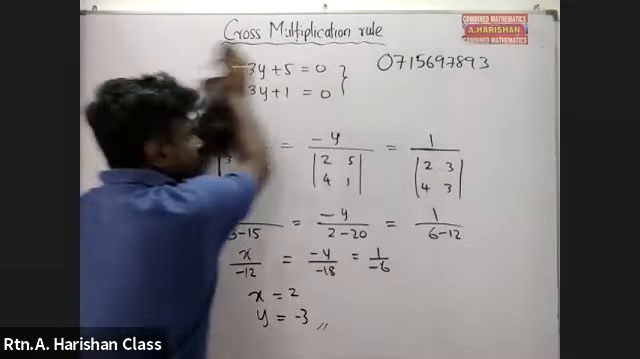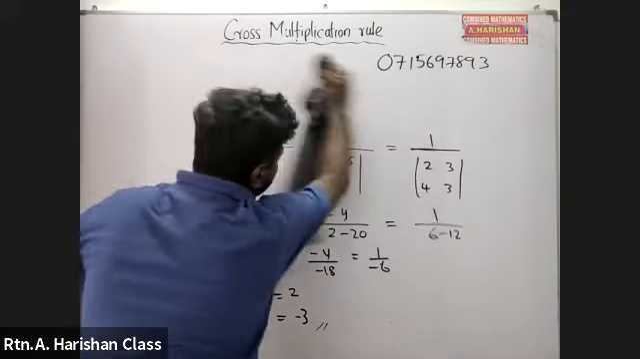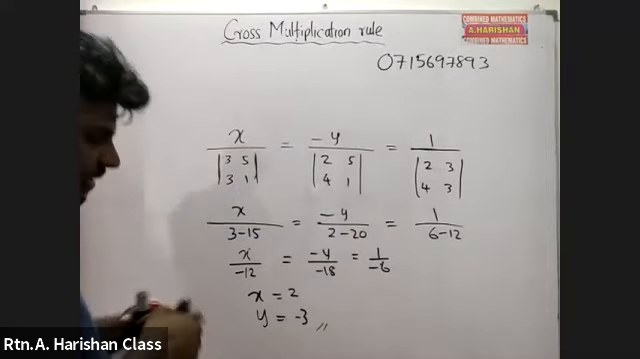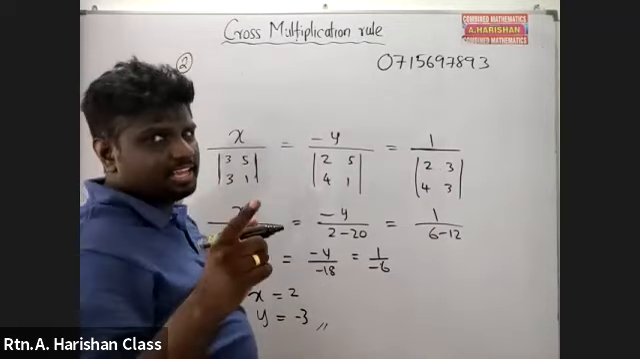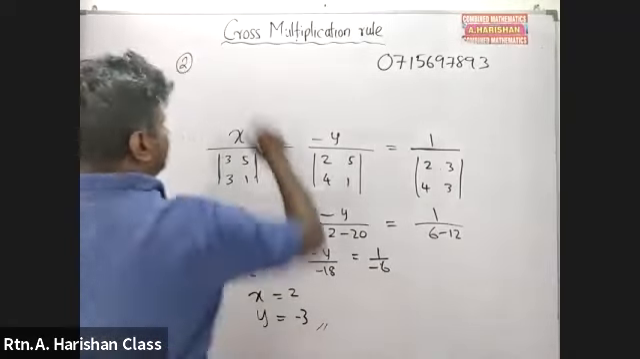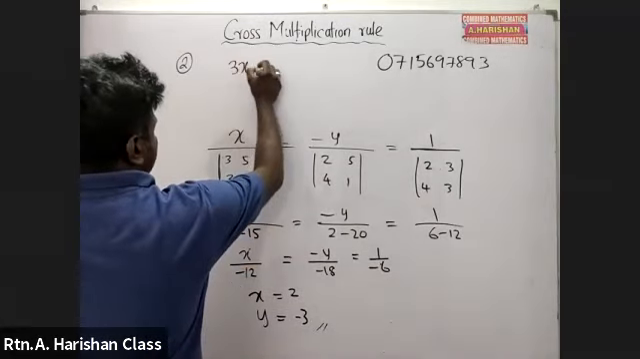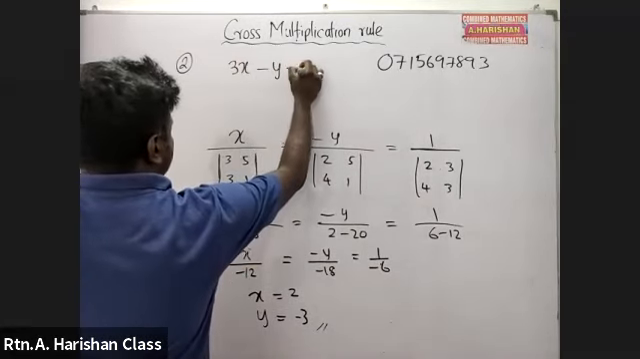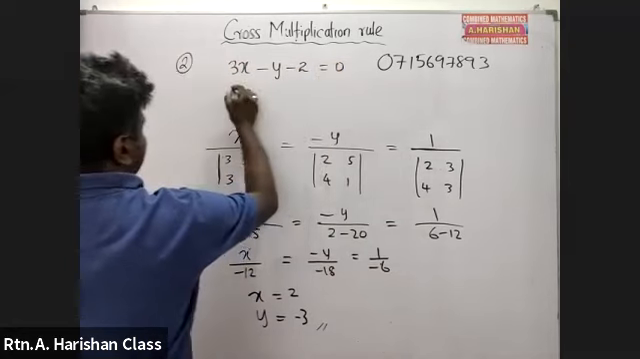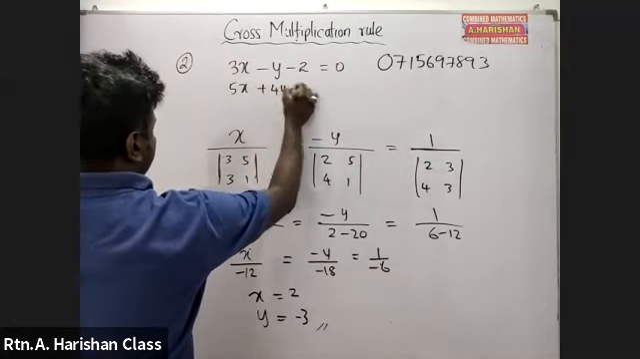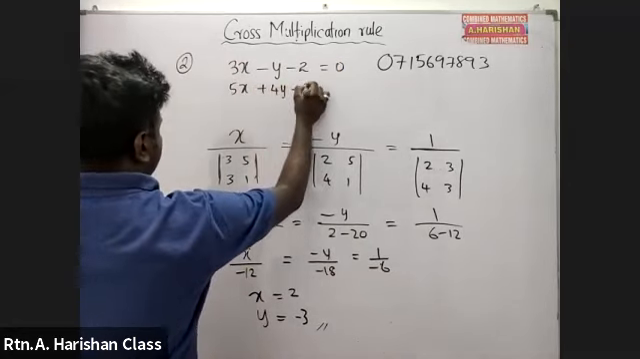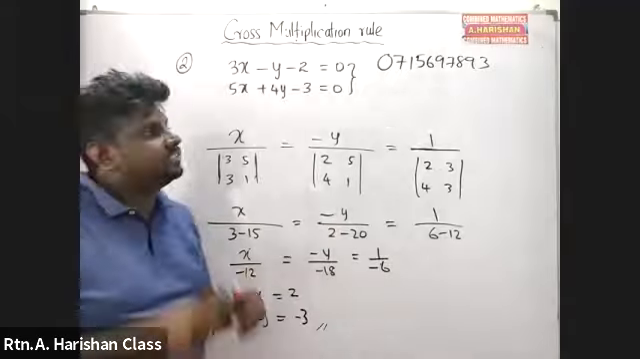So I erase the question because you know that it's there for a long time. Question number 2. Let's say this time I'm going to mix with the minus now. 3x minus y minus 2 equals 0. 5x plus 4y minus 3 equals 0. Now what do you do?